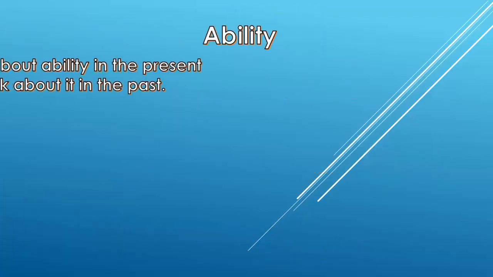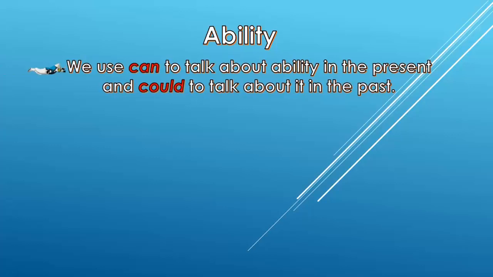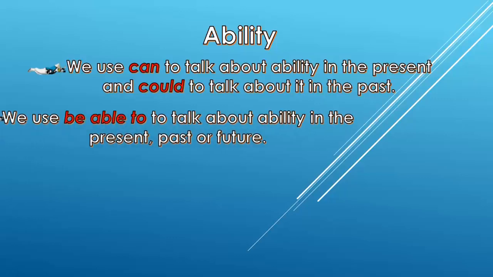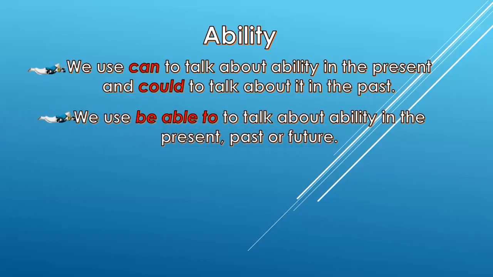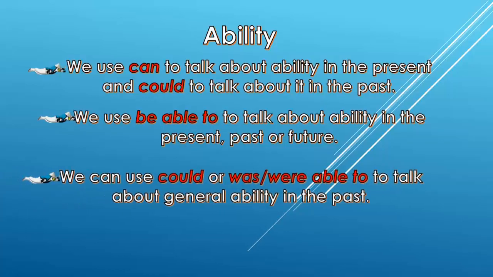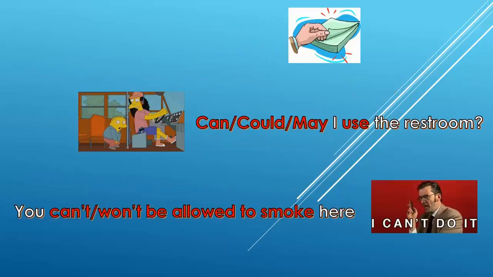For ability, we use can to talk about ability in the present and could to talk about it in the past. We use be able to talk about abilities in the present, past, or future. And we can use could or was, were able to talk about general ability in the past.